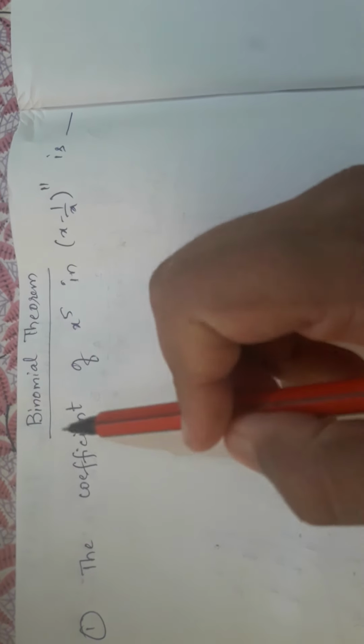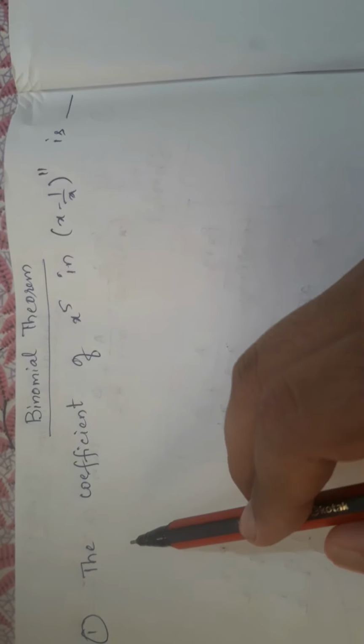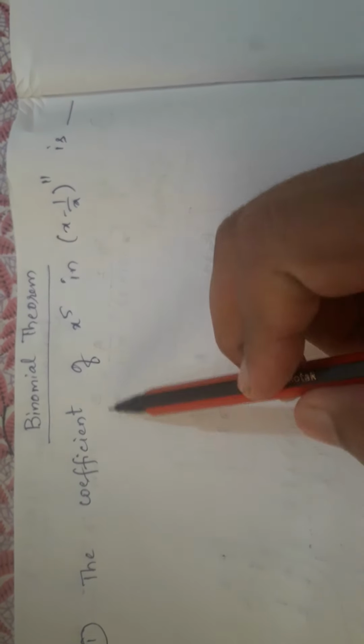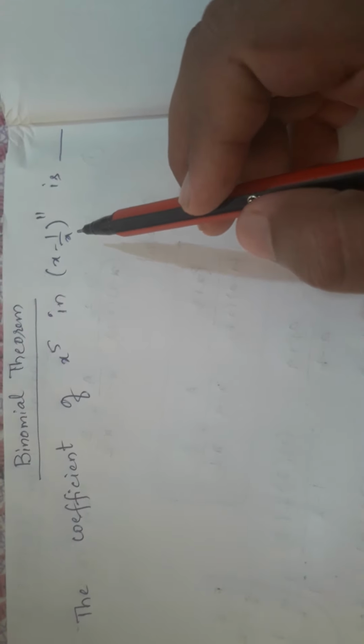Today we are going to solve a question related to binomial theorem. In binomial theorem there is a question: the coefficient of x to the power of 5 in the expansion of (x minus 1 by x) whole to the power of 11 is dash.